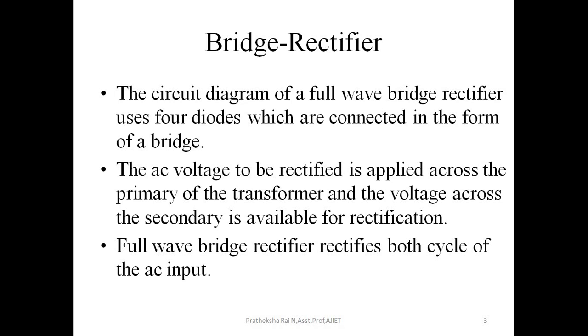Using this we make use of the bridge rectifier. So a step down transformer is there, along with 4 diodes. The full wave bridge rectifier rectifies both cycles of the AC input. Any AC signal input, that is a sinusoidal wave, will have a positive half cycle as well as a negative half cycle. Even in the full wave bridge rectifier, like the full wave center tap rectifier, it will rectify both the positive cycle as well as the negative cycle.